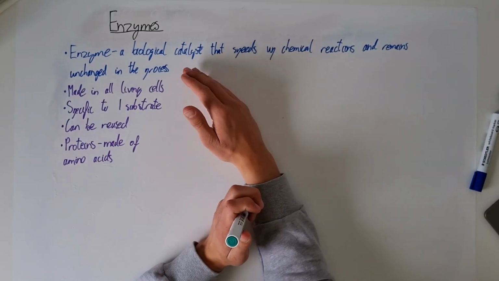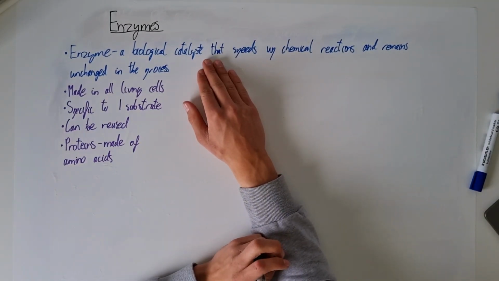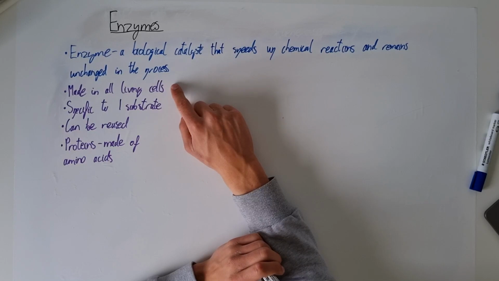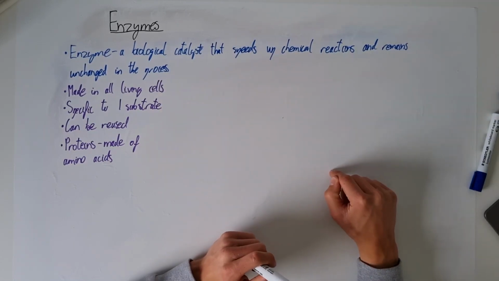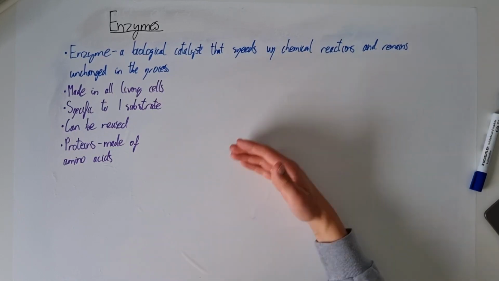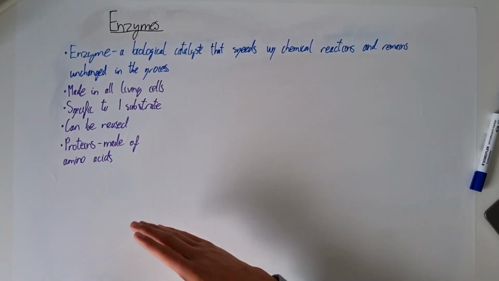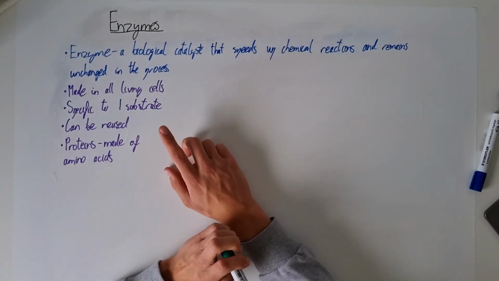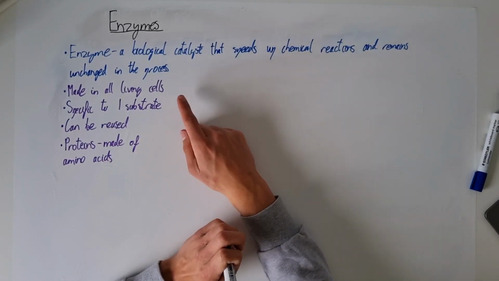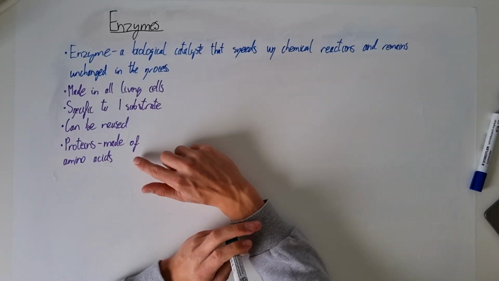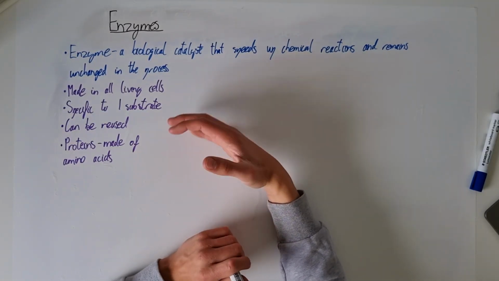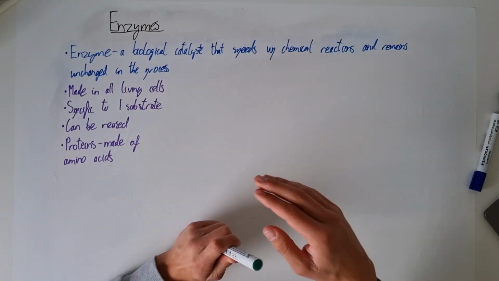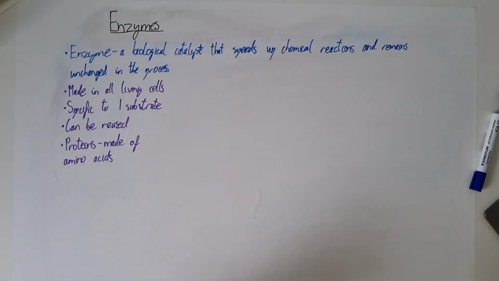So, as I just said, we went over the definition. Now, they are made in all living cells. They are specific to one substrate, and we'll see why this is in a second, but it's key to remember enzymes only work with one substrate. They can be reused because they remain unchanged in the process, and they're essentially proteins, so they are made of amino acids. So now that we've gone over these key points, let's actually draw the structure and dive into why they're specific to one substrate.